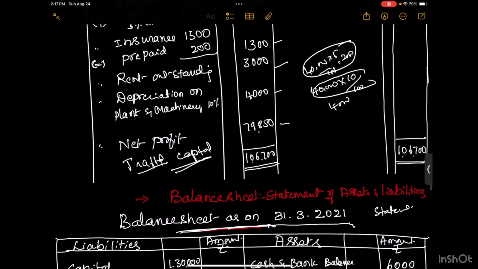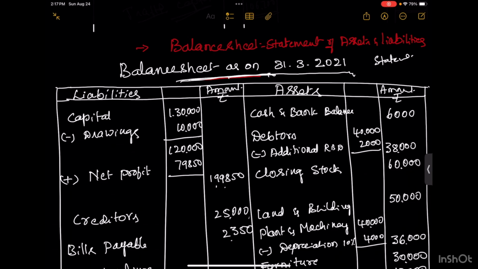Okay, let's come to the balance sheet. So we have a capital of 1,30,000. Drawings means the amount which is drawn from the capital for personal use. During this period, you have taken 10,000.